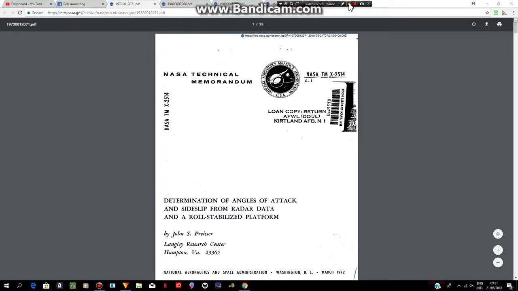NASA Technical Memorandum Document TMX number 2514.